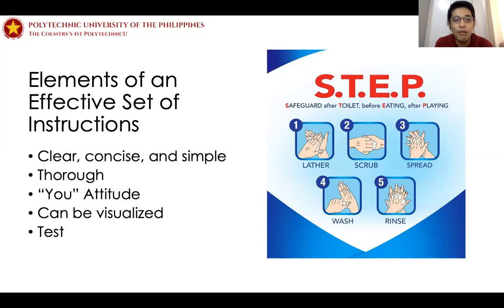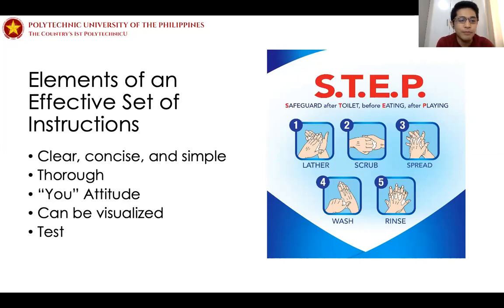Second element is thorough. Again, we have to remember the word thorough. That means thorough explanation of everything else, thorough explanation of the instruction. We must be providing complete details, complete procedure, so people who will be receiving our instruction can deliver properly.